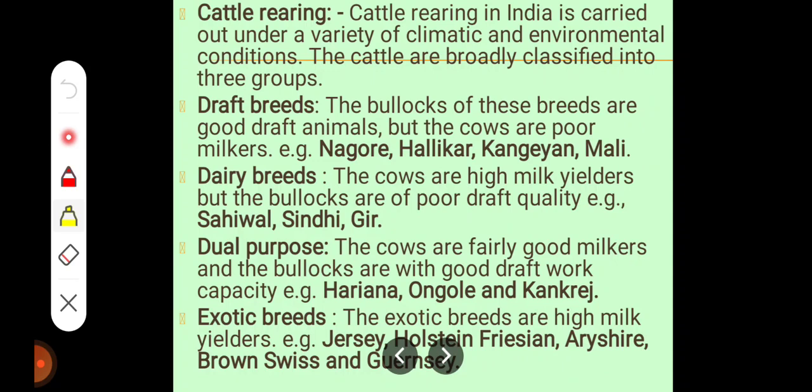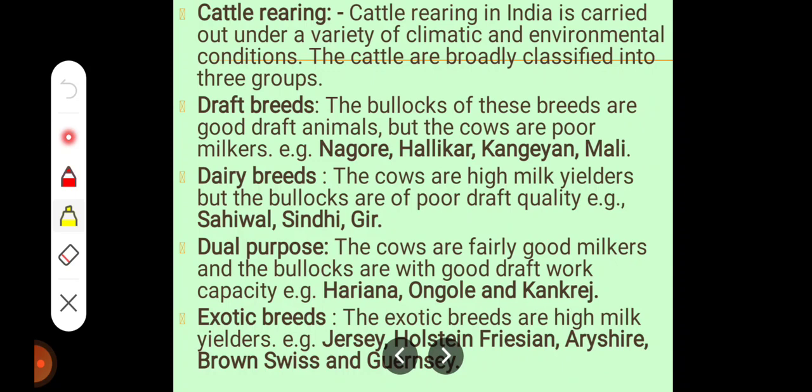Cattle rearing in India is carried out under a variety of climatic and environmental conditions. The cattle are broadly classified into three groups. First, draft breeds, where the bullocks of the breeds are good draft animals, but the cows are poor milkers. For example, Nagori, Hallikar, Kangayam, Malvi, these are the draft breeds.